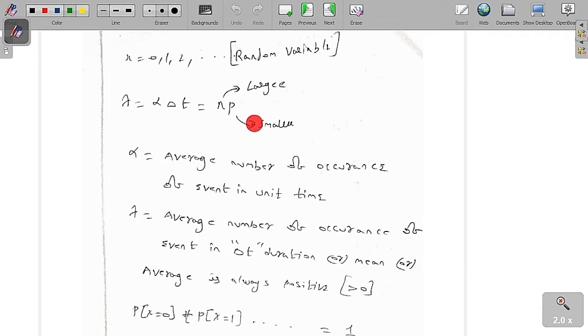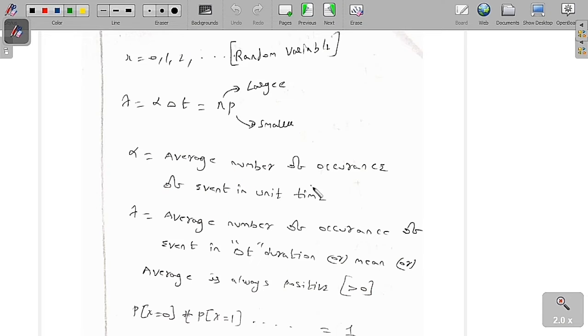Otherwise we go for the binomial distribution. So therefore, lambda is called thus. This alpha is called the average number of occurrences of the event in a unit time. The lambda is called the average number of occurrences of the event in delta t duration, or mean or average, which is always a positive value, always greater than 0.